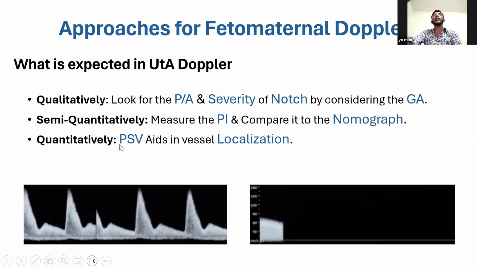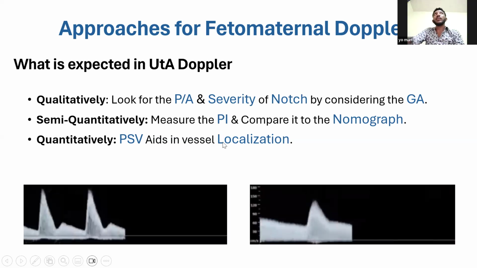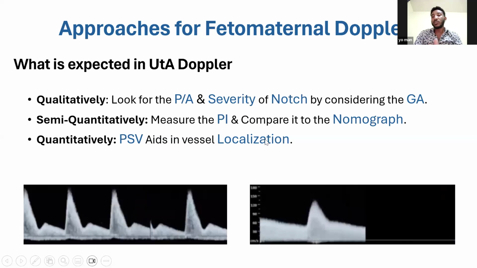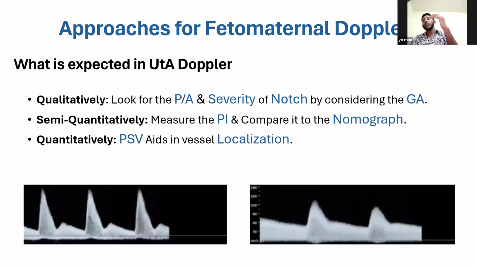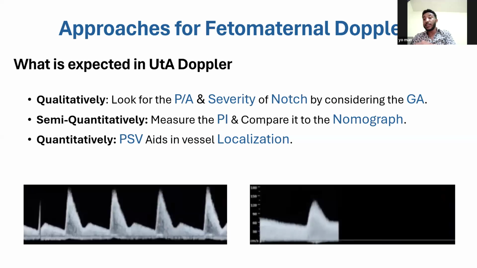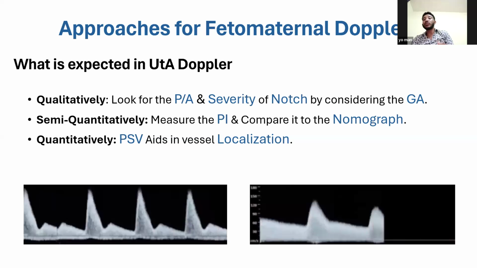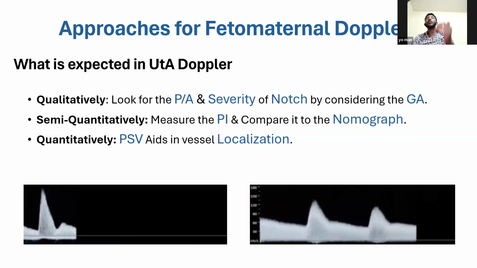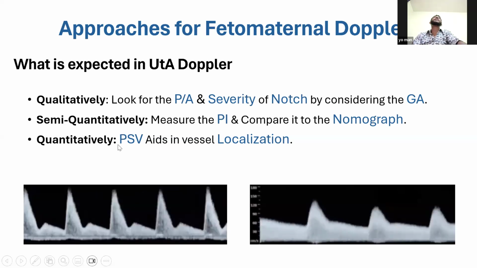But quantitatively, the peak systolic velocity aids in verification of the location. Do you remember what I told you about mapping the arcuate arteries and the uterine artery? If the peak systolic velocity is less than 60 centimeters per second, you are not in the correct place for uterine artery assessment. That is the importance of quantitative assessment of the uterine artery, okay?